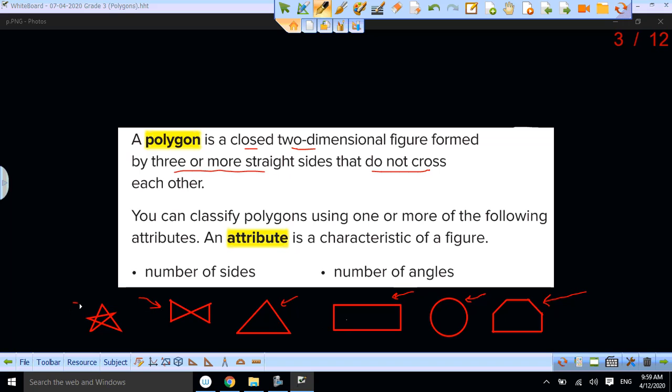These two figures, each of them has these properties: closed and two-dimensional figure. Each of them has three or more straight sides, but they cross each other. These two sides cross each other, and this star has many crossed sides, so they are not polygons. So this is a polygon, this is not. These are polygons, these are not.